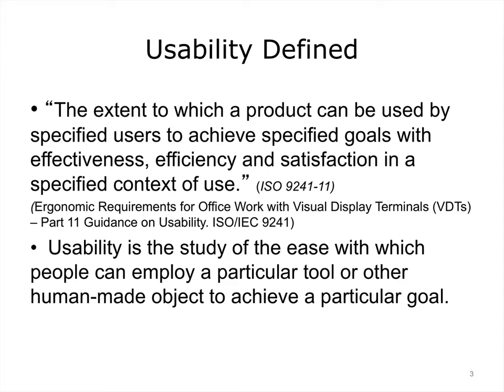Usability is defined by the ISO as, quote, the extent to which a product can be used by specified users to achieve specified goals with effectiveness, efficiency, and satisfaction in a specified context of use, end quote. You will note that the ISO is not talking about computer systems specifically. Usability is applied to any product.